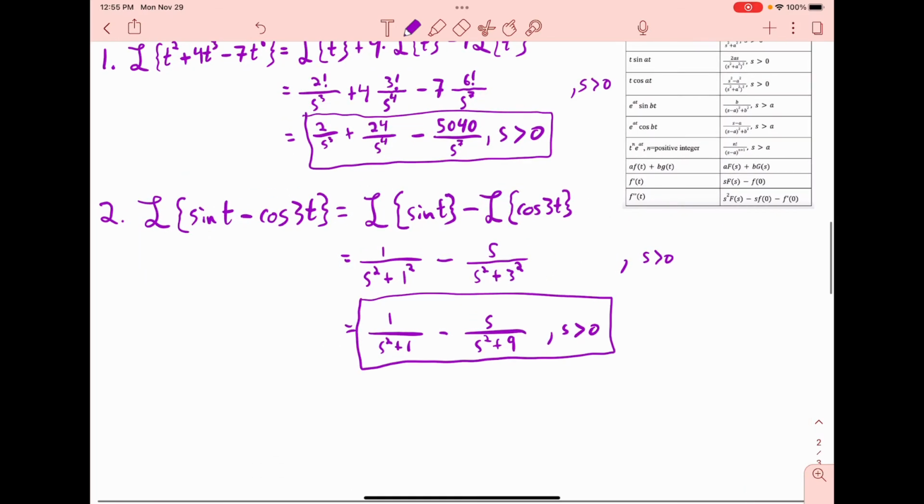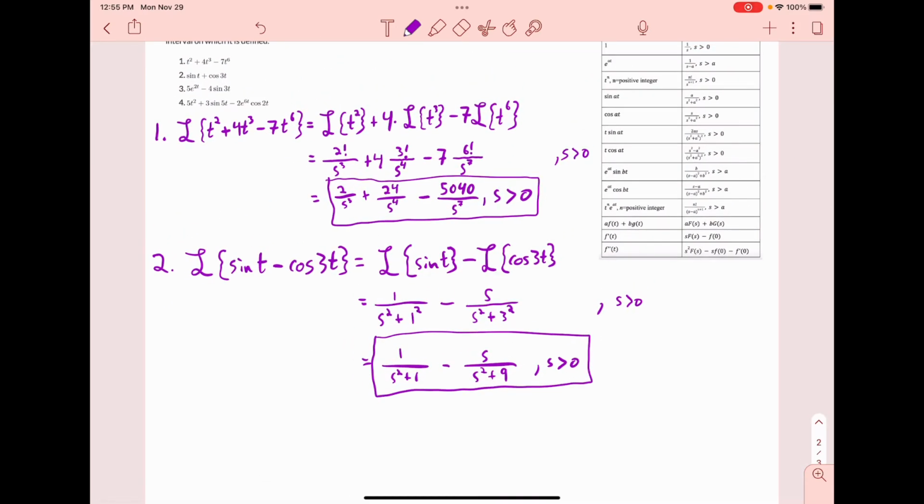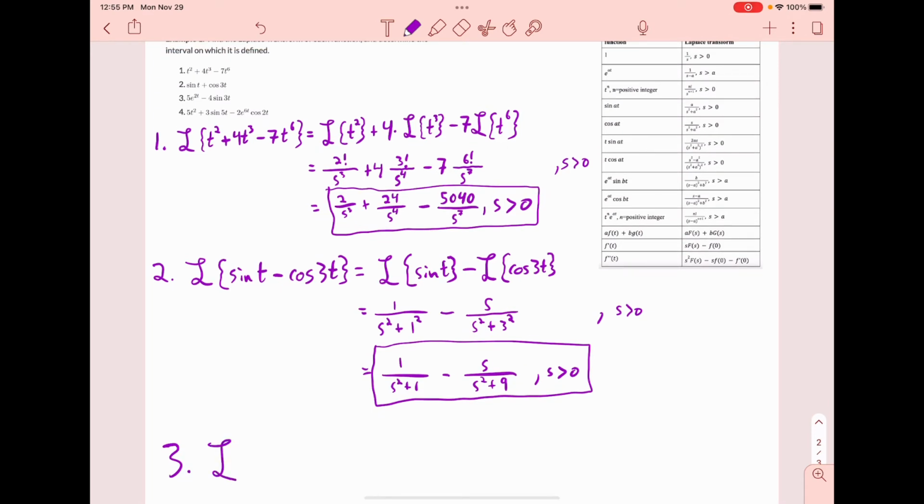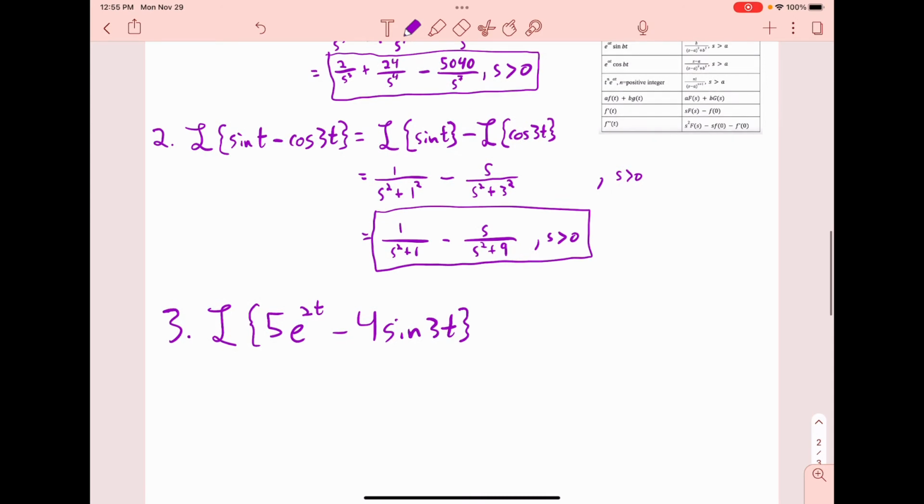For number 3, let's go ahead, and once again, I encourage you to try it on your own first here. This is number 3, the Laplace transform of 5e to the 2t minus 4 sine 3t. And the first thing is we're going to split that thing up using linearity. So this is equal to 5 times the Laplace transform of e to the 2t. And then minus 4 times the Laplace transform of sine of 3t.